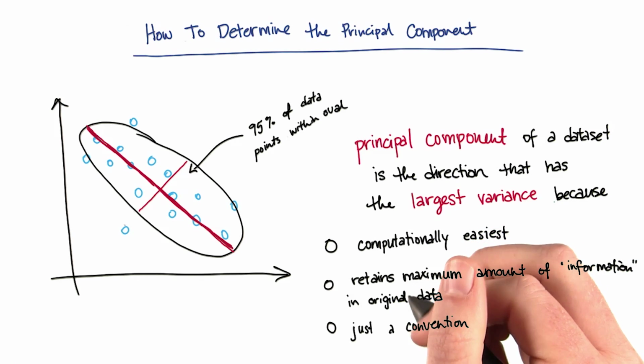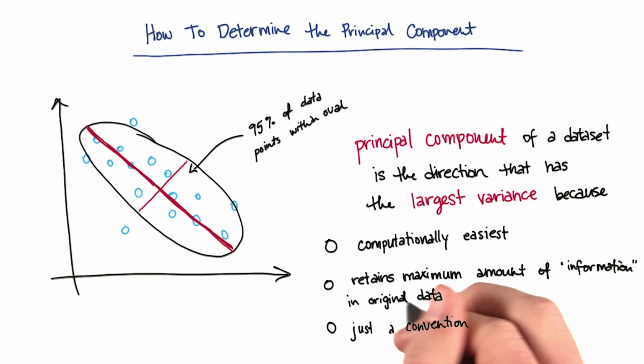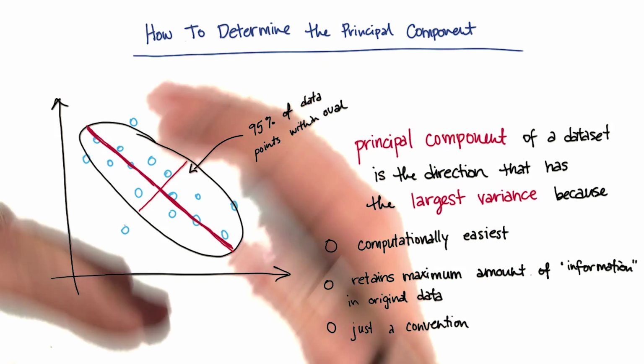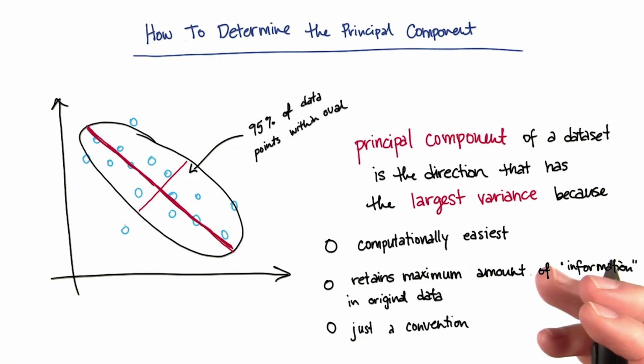Do we want to use this direction because it's the computationally easiest direction to find? Do you think that it's the best because it'll retain the maximum amount of information from the original data, that when we do this two-dimensional compression down to one dimension, we keep as much information as possible with this formulation? Or do you think it's just a convention and maybe there's no real reason?